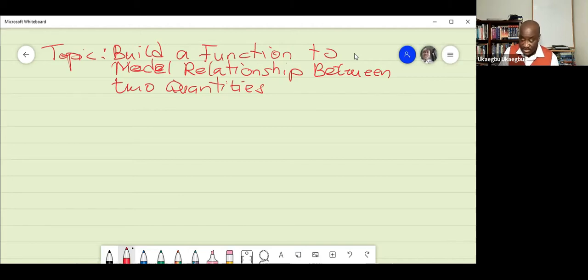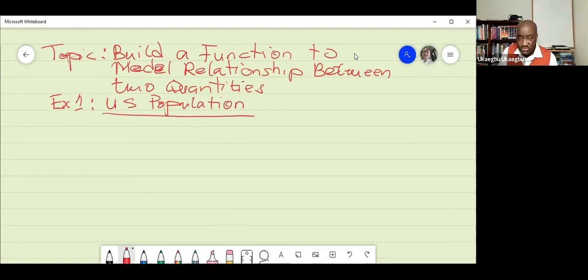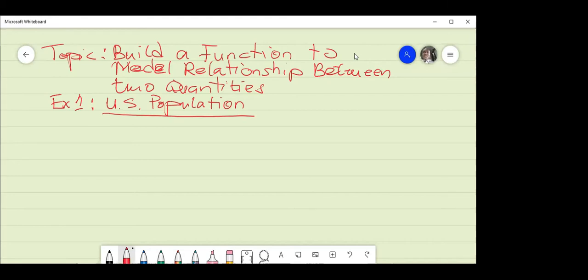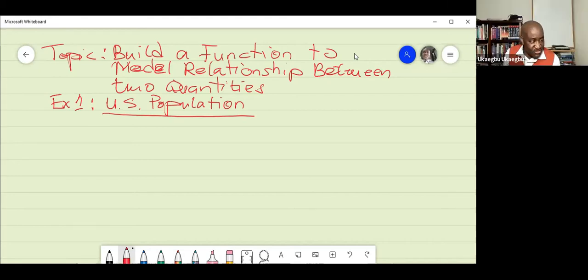So let's start with example one. Let's start with the United States population. I want to ask something about the U.S. population that was done recently. What was it? Who can remember? Something that relates to the U.S. population. Yes, Narisha, you wanted to say something. Census? Yes, the census was done recently.